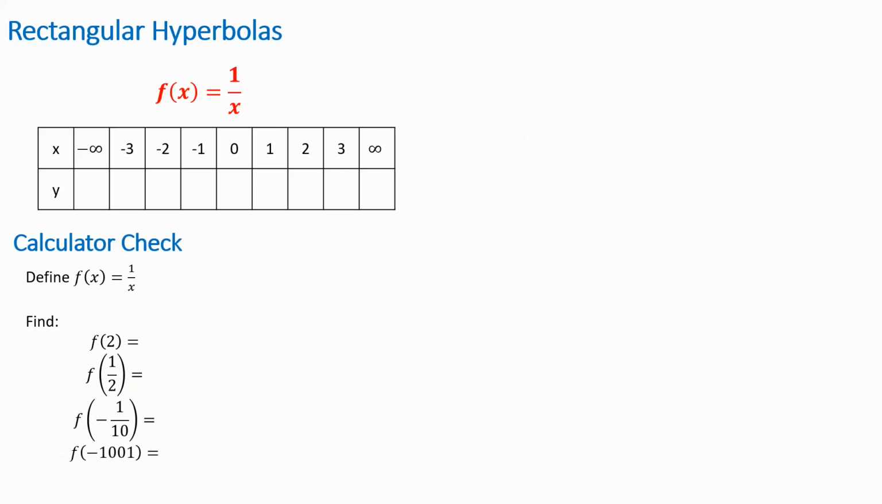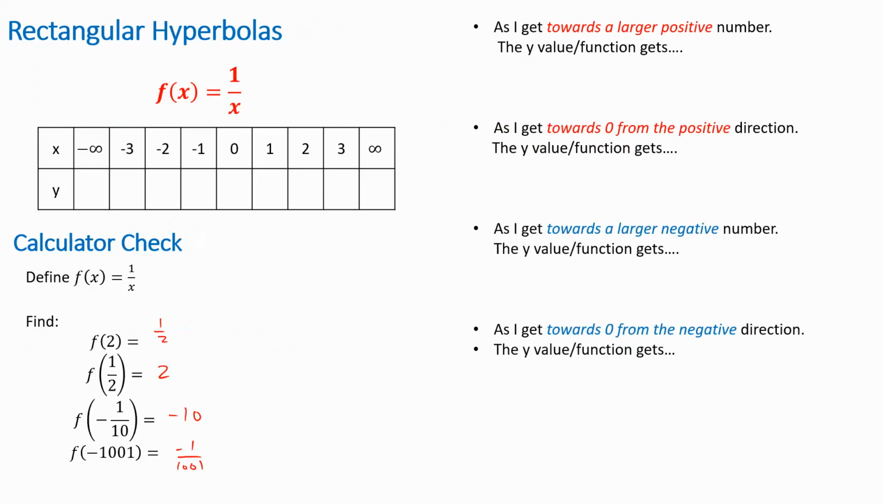And for 2, I was just testing so you can see it's half, and then that becomes 2, that's negative 10, and that's a really small number. Okay, now, that's everything that I was just saying before, and this is what the graph looks like.